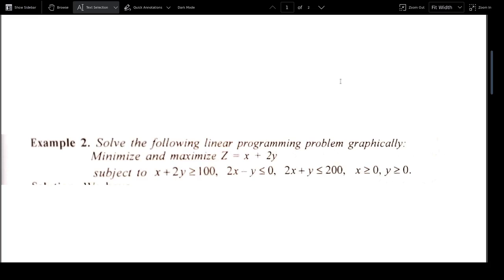So you see the first question. Solve this graphically, right? Here our aim is to find out what? The maximum value and the minimum value. What is the minimum value? What is the maximum value? And at which point does this give us the maximum value? At which point does it give us the minimum value? So first problem, anyone?